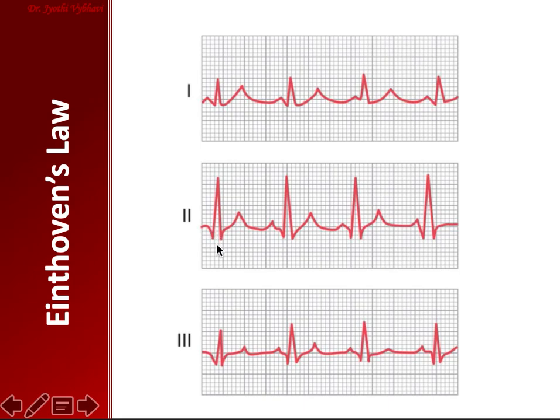Did you understand? So this is around 6 small boxes tall. This is around 7 small boxes tall. So 7 plus 6, you'll get 13 small boxes tall. So Einthoven's law holds good here also. In the next class, we will learn why lead 2 has a taller QRS complex and why lead 1 has a smaller QRS complex.